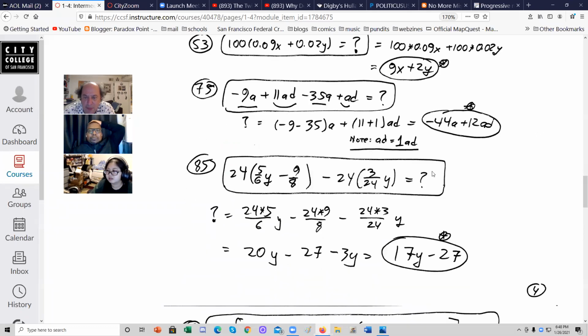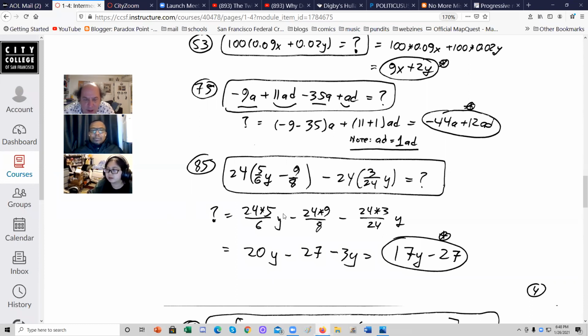Like that. This one's nasty, gnarly. 24 times (5/6 y minus 9/8 minus 3/24 y). Ugh. What is that? Oh boy. So you multiply 24 times this, and times this, and 24 times this. And so here we go. 24 times 5 over 6 times y, minus 24 times 9 over 8, minus 24 times 3 over 24 times y.